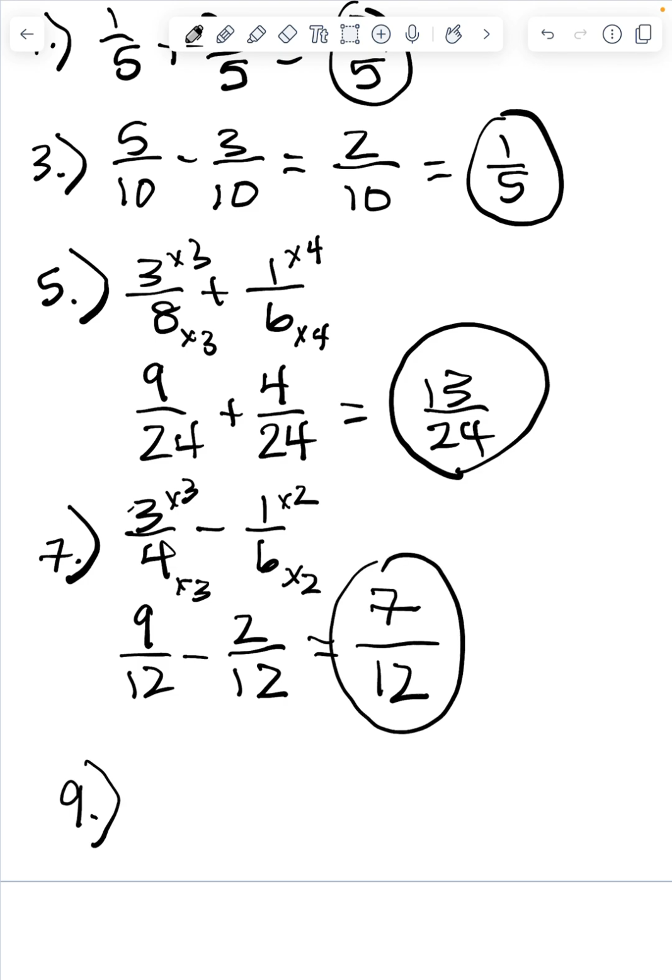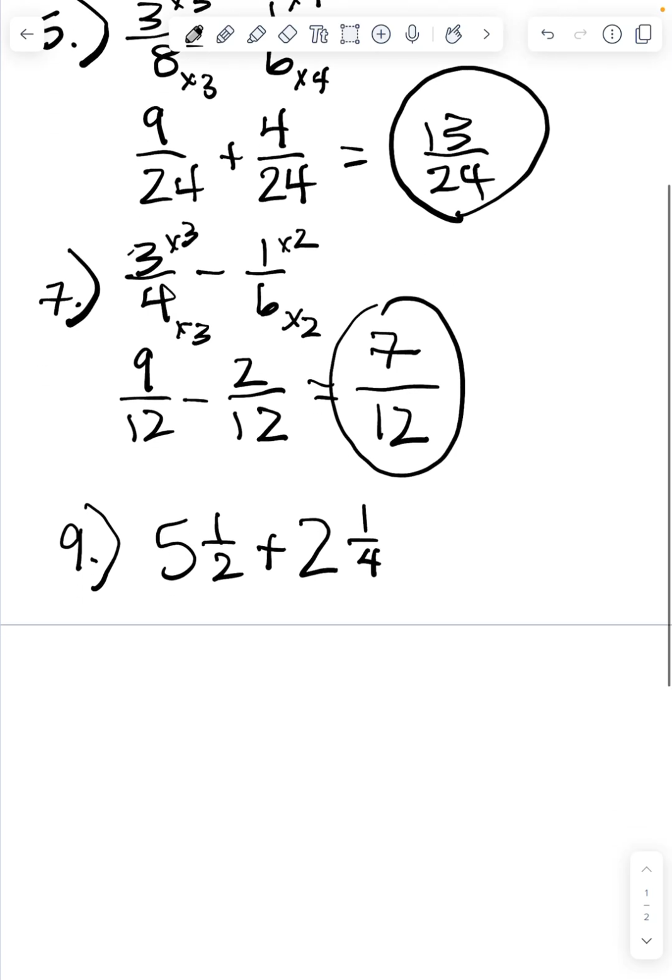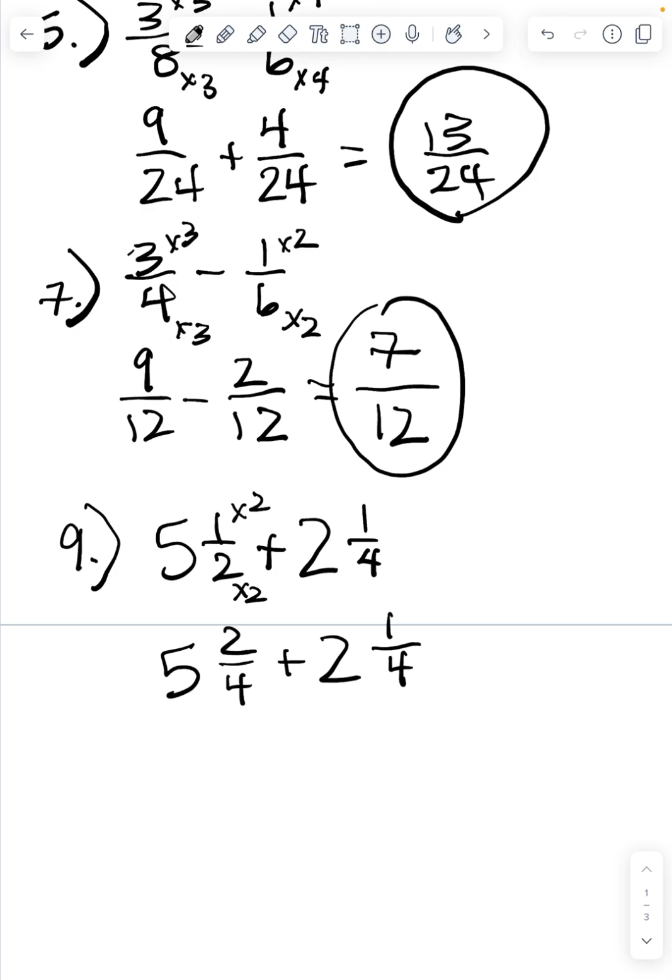Number 9, 5 1/2 plus 2 1/4. All right, common denominator will be 4. So we're going to keep the 5, keep all of this. And really we just need to change 1/2 by multiplying the top and the bottom by 2. So that gets me 5 2/4 plus 2 1/4.